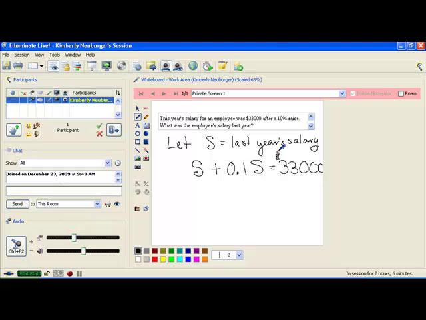So if we solve this, we'll know what last year's salary should have been to figure out if they calculated the new salary correctly. So remember, this S here has an invisible 1 here. So if you add 1 and 1/10, you get 1 and 1/10, or 1.1. S equals 33,000. Now just divide both sides by 1.1, and you would find out that last year's salary should have been $30,000. If it wasn't, then you know that your new salary was calculated incorrectly.